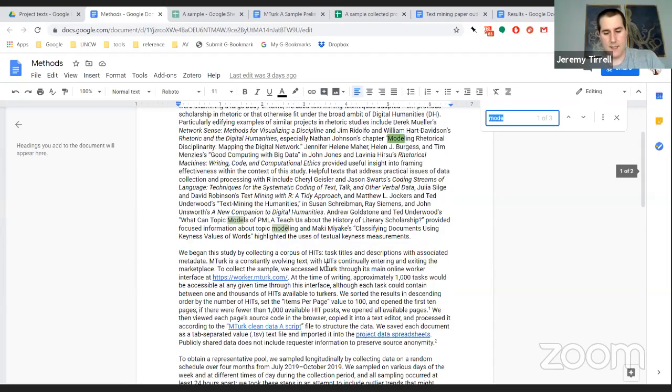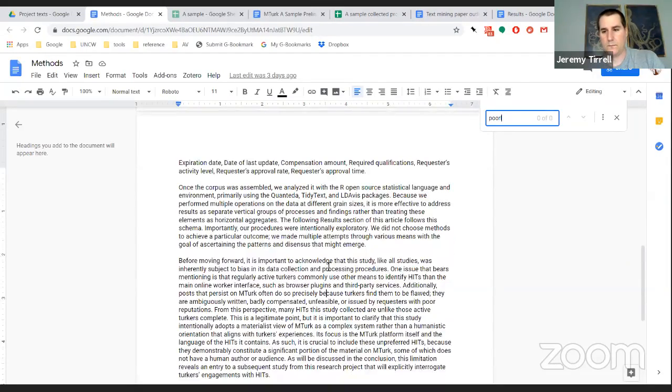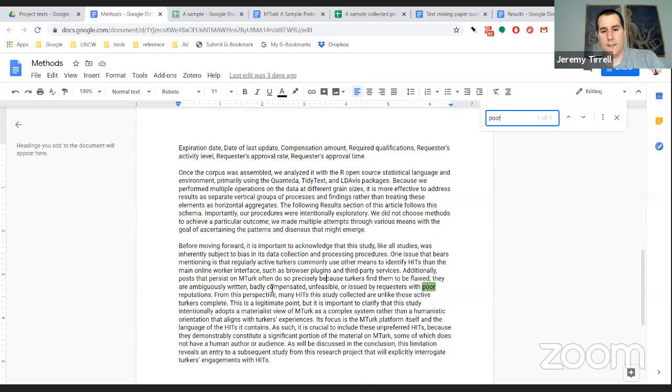ones that are ambiguously written or badly compensated or unfeasible or issued by, right? So the ones we're getting may be atypical jobs. But as this talks about, there's kind of two ways to view this. From this perspective, many hits this study collected are, unlike those active Turkers, complete. There's a legitimate point, but it's important to clarify that this study intentionally adopts a materialist view of MTurk as a complex system rather than a humanistic orientation that aligns with Turkers' experiences, right?